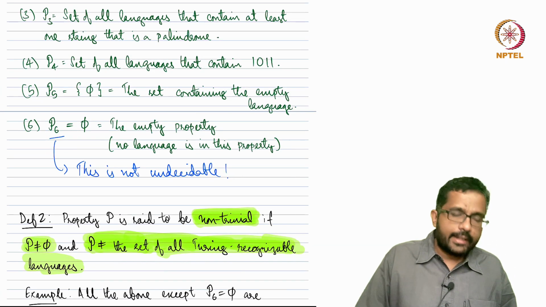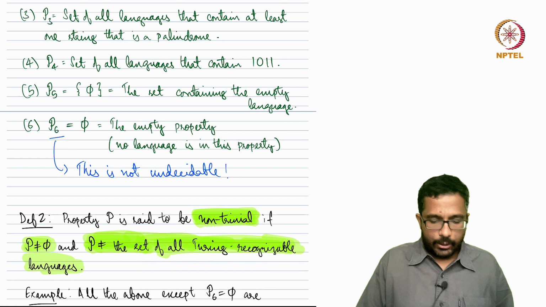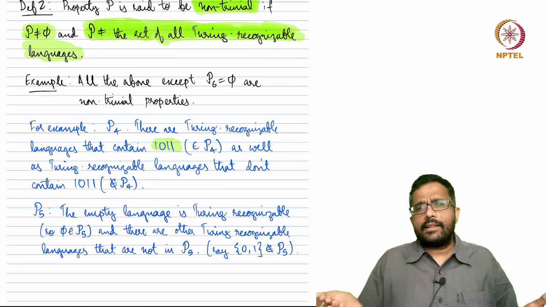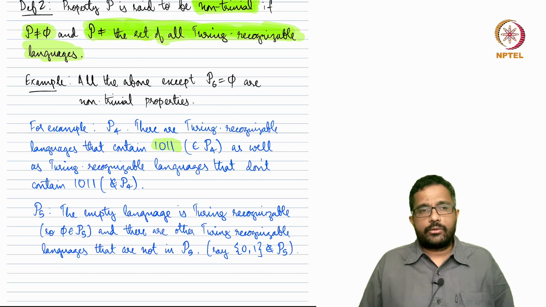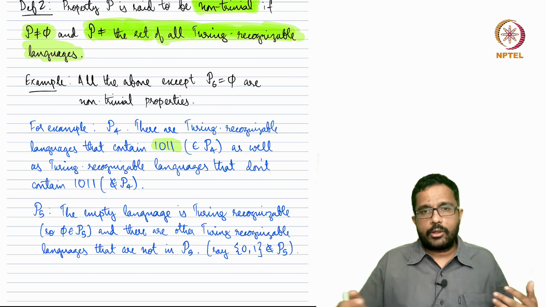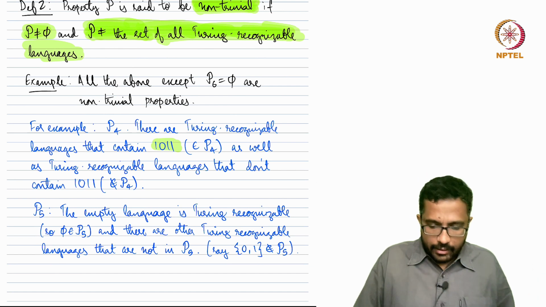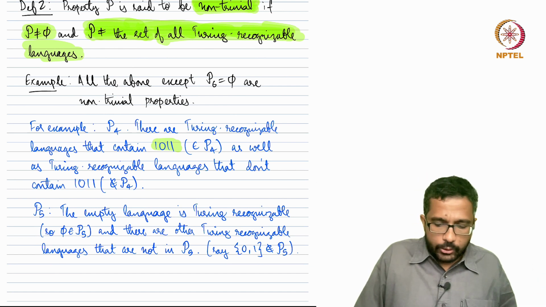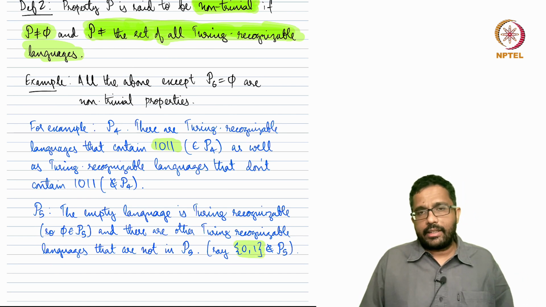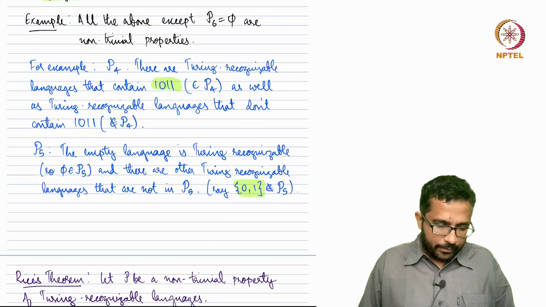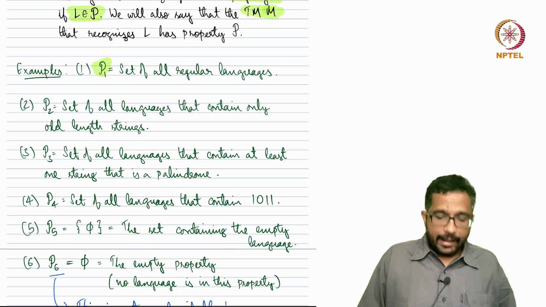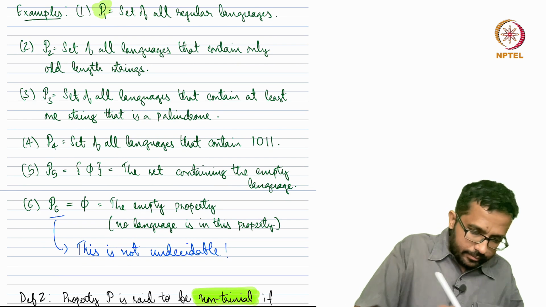Another one is P5. What is P5? P5 is a set containing only the empty language, right? So the empty language is there in P5, and any other language if you take, it is not there in P5. So the set of all palindromes is not there in P5, right? Because P5 only contains the empty language, or a language containing two strings 0 1, just two strings, that's also not there in P5, right? So P5 is also non-trivial. So all the properties listed here are non-trivial except P6.